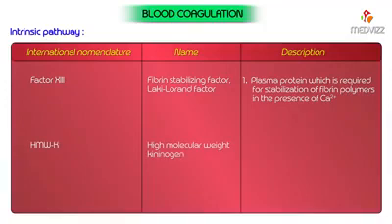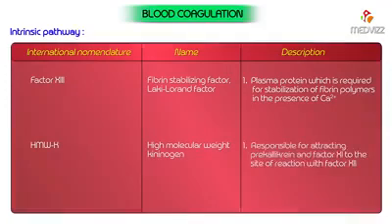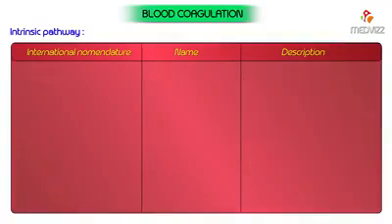High molecular weight kininogen. It is responsible for attracting prekallikrein and factor 11 to the site of reaction with factor 12. This is possible because high molecular weight kininogen, like factor 12, is attracted towards the negatively charged surfaces which provides the site of reactions.